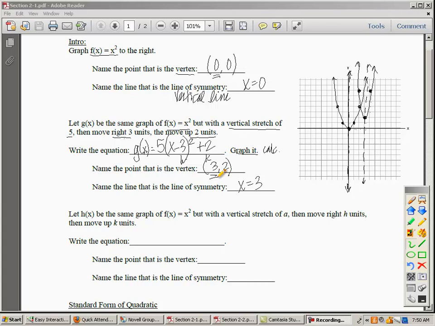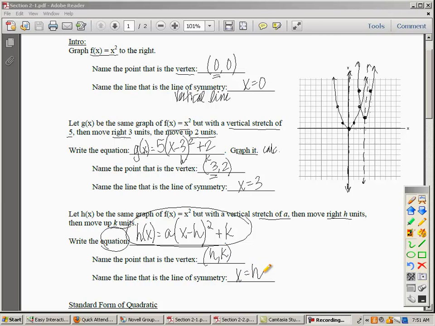We want this general equation. As we look at it, we want a vertical stretch of a, right h, and up k. So my graph, this is the general form: a times (x minus h) squared plus k. This is the general equation for a parabola or a quadratic. Keep that in mind: the vertex is (h, k), and my axis of symmetry occurs at x equals h. Our goal today is to get all of our equations in this form, and a pre-calc book calls this standard form.